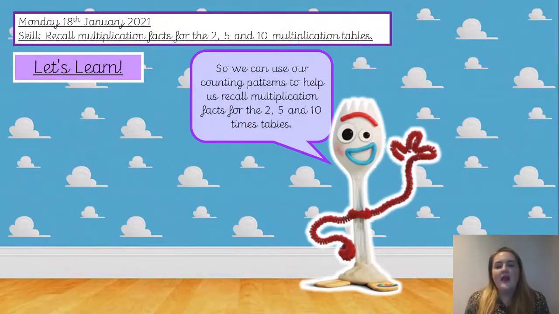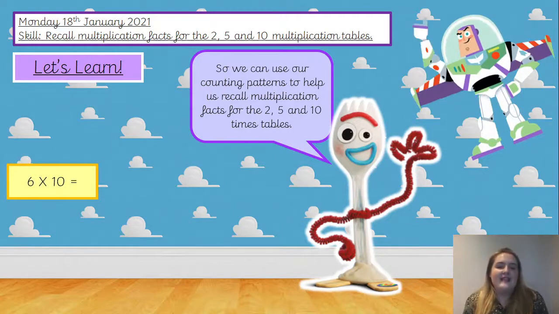We can use our counting patterns then to help us recall multiplication facts of the 2, 5 and 10 times tables. Now, we have done lots and lots of counting in 2s, 5s and 10s in year 2 throughout the year so far, so you should be really, really good at this today. Okay, let's have a practice then.